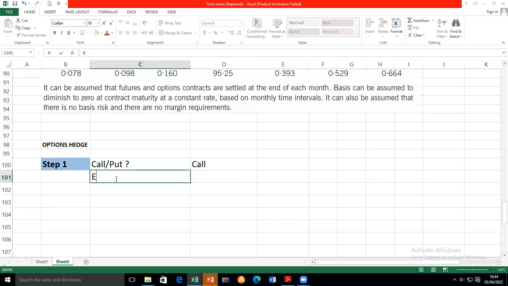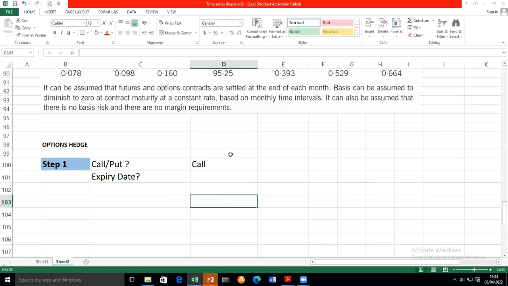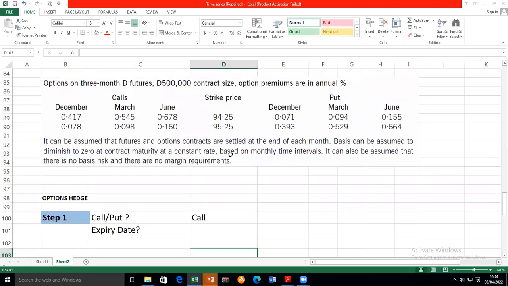What about the expiry date? Remember our transaction date is 1st of February. So the ones that expire, so it's a call, March. So it's the March options. So if you got your futures right, there are no issues here. Okay. Then you go.